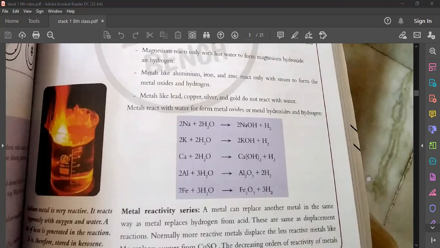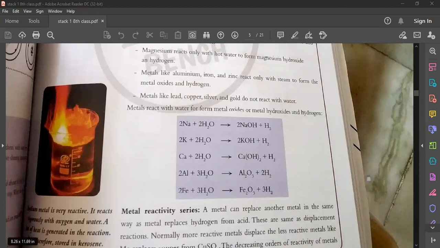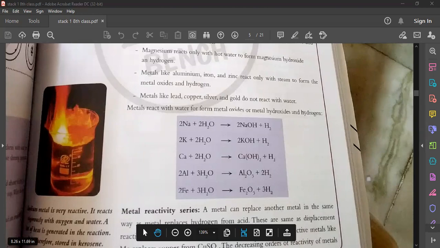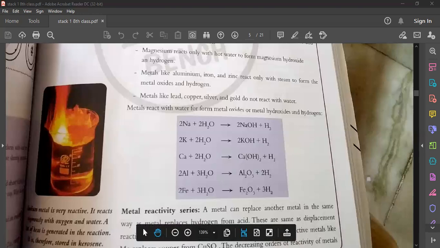Then tell me the elements in the reactivity series. Sir, first of all lithium, then sodium, potassium, calcium, magnesium, aluminium, zinc, iron, then lead. Sir, lithium, potassium, sodium, calcium, magnesium, aluminium, carbon, zinc, iron, lead, hydrogen, copper, silver, gold, and platinum. Silver is more reactive than gold. Don't change the order.